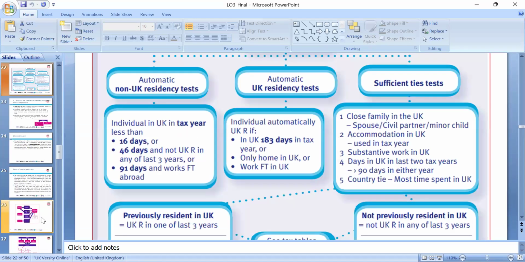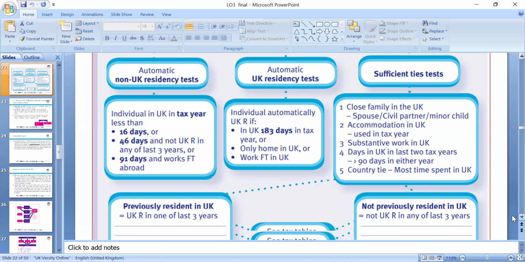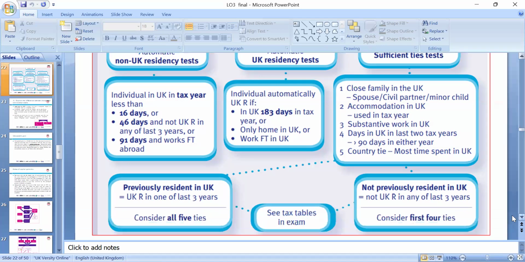Okay, please, who's going to pay these? Is the individual a UK resident or non-resident for tax purposes? In the UK tax year: less than 16 days, 46 days, 91 days. If you work full time, you are automatically UK resident at 183 days. If you live outside your residency, there is a huge impact. So residence.